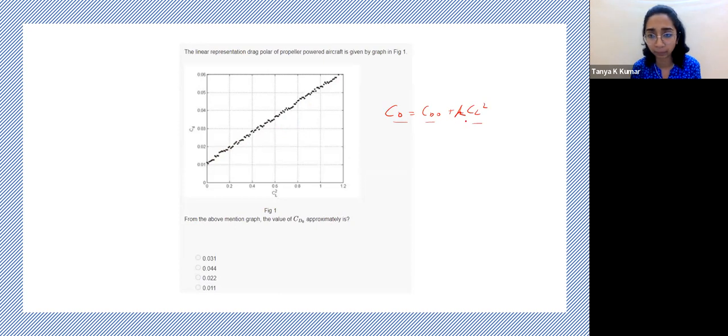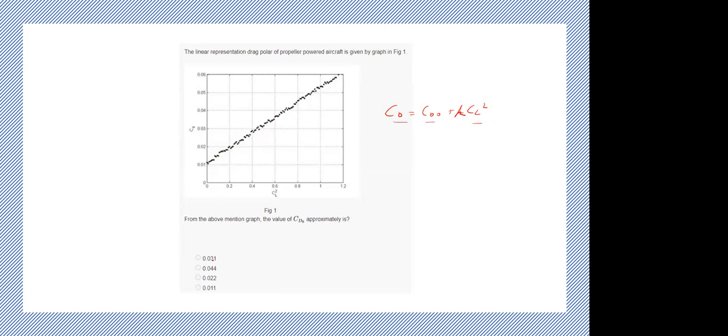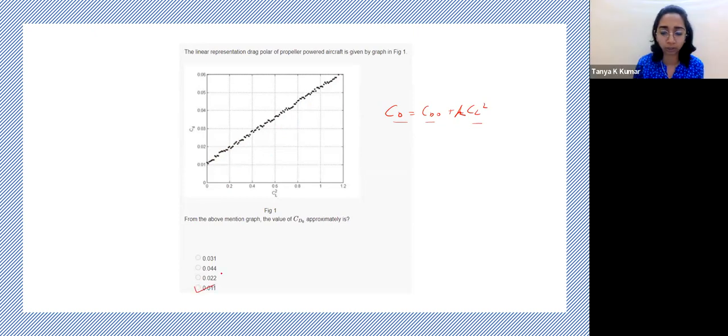CD naught is the y-intercept of the straight line equation. What is the approximate value? 0.011. Exactly, 0.01. And similarly, what will be the slope K? What is the value of K? Just take any 2 points, approximate value.